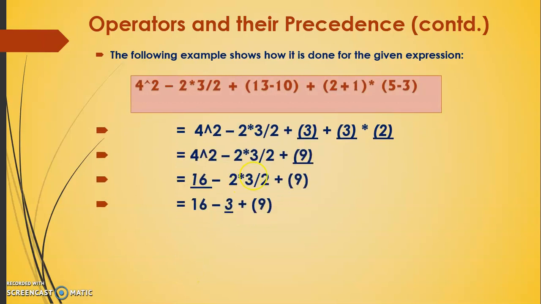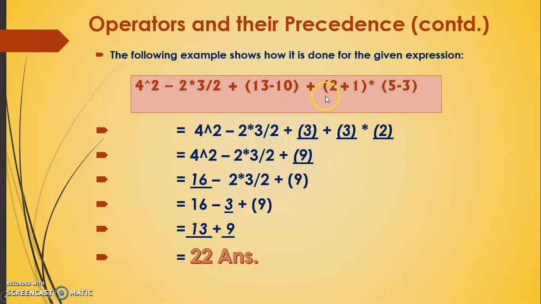See, I am giving you an example of this equation. Now what does this equation is? This sign means power. Power means raised to. 4 की पावर 2 यानी 4 का स्क्वायर. ओके, 2 मल्टीप्लाई बाय 3 डिवाइड बाय 2 प्लस 13 माइनस 10 प्लस 2 प्लस 1 मल्टीप्लाई बाय 5 minus 3. Now what was the first part which we have to solve?